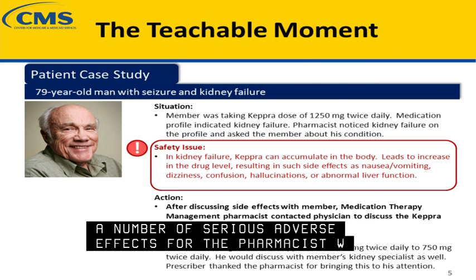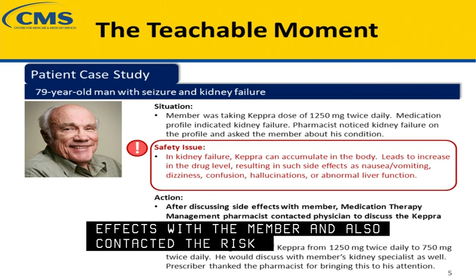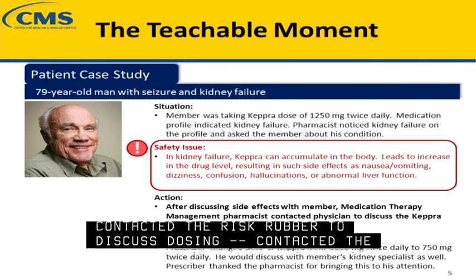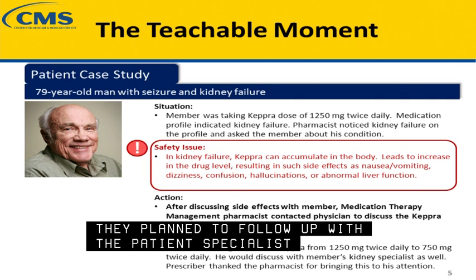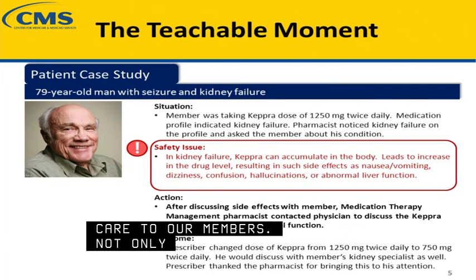The pharmacist was able to discuss these potential effects with the member, and then also contacted the prescriber to discuss dosing in light of the member's kidney failure. Ultimately, the prescriber ended up decreasing the dose of the seizure medication, as well as planned to follow up with the patient's specialist physician. Interventions such as this really are critical in providing quality care to our members. Not only can they provide a positive outcome, but more importantly, they may even prevent a negative outcome from occurring.